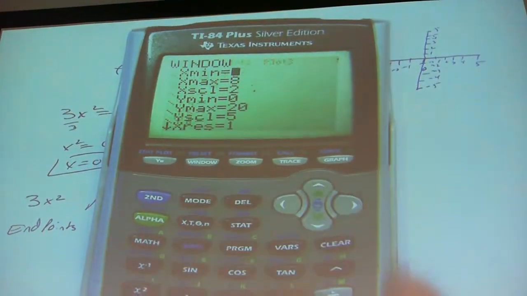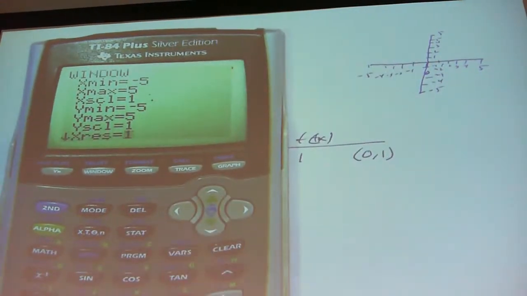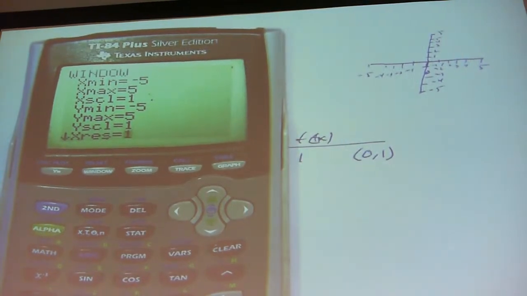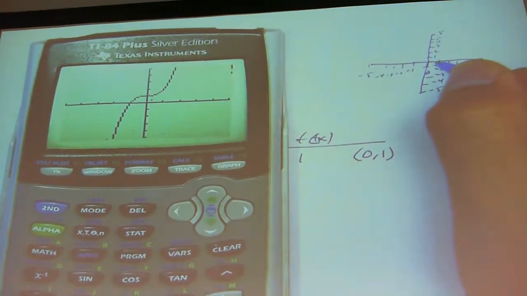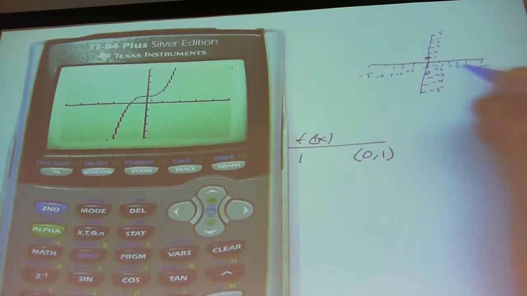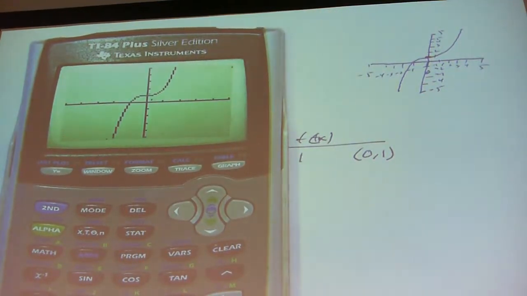I'm going to use a window of -5 to 5 counting by ones. If you did a different window, it's okay. You don't have to have the same window as me. You just need to be able to see the point. 0, 1. Hit graph. 0, 1 is right there. Can we see that point clearly? Does your graph allow you to see it clearly? Are we okay? Does everyone have the picture?